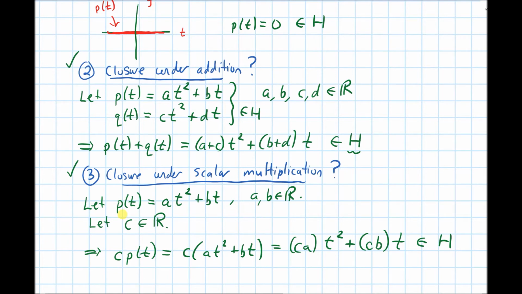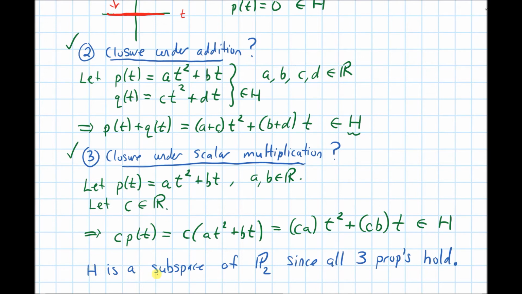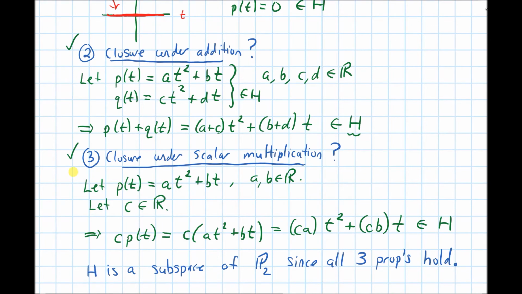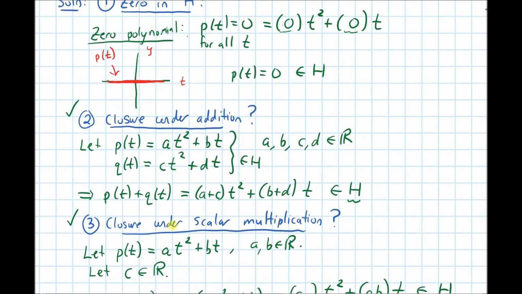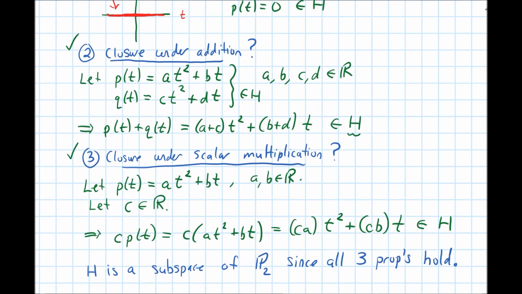So because all three of these properties are satisfied, that means H is a subspace of our vector space, which was P2. H is a subspace of P2, since all three properties hold. So testing to see if something is a subspace is similar to testing if something is a vector space, in that if I want to show something is a subspace, I need to show all three properties hold, like they did here. But if I want to show something is not a subspace, I need to just show that one of the properties does not hold.